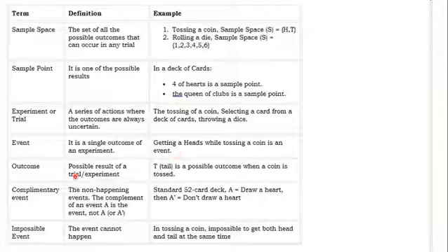And then the next one is the outcome. That's the possible results of a trial. So it is possible for you to have a tail when you toss a coin. That's one of the possible outcomes, so it's called an outcome. And then when it actually happens, it's called an event.